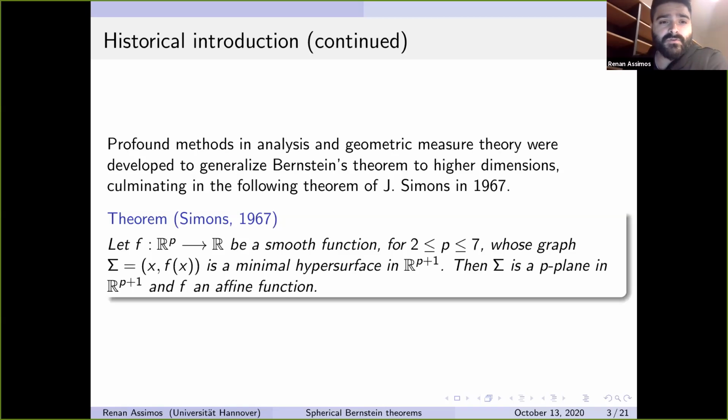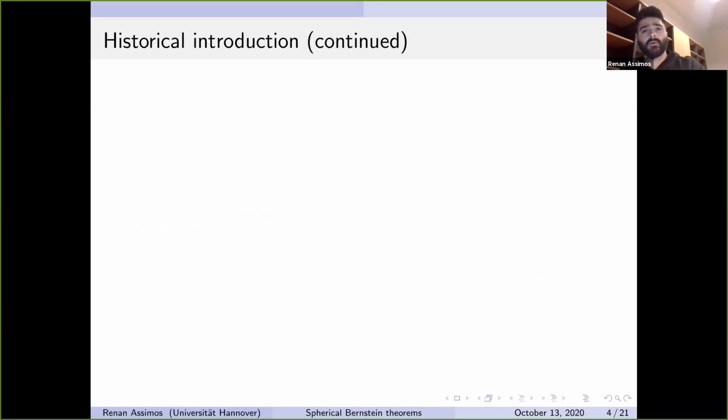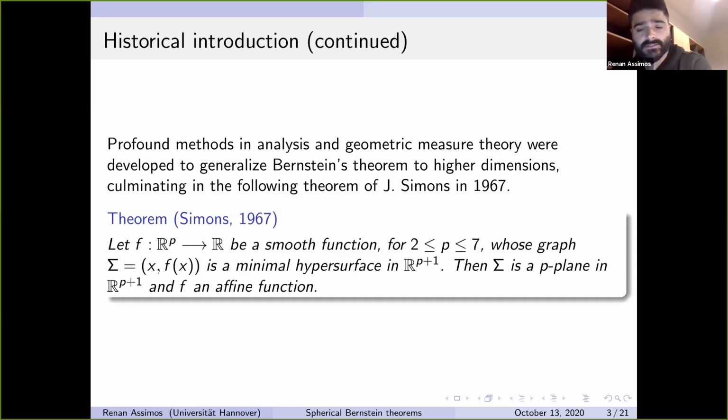Simons essentially proved the following. Take p between 2 and 7, and suppose you take a smooth function from Rp to R. If the graph of such a function, sigma, is a minimal hypersurface of Rp plus 1, then sigma is a p-plane in Rp plus 1. Again, p is at most 7 in my notation. This is Simons' result.